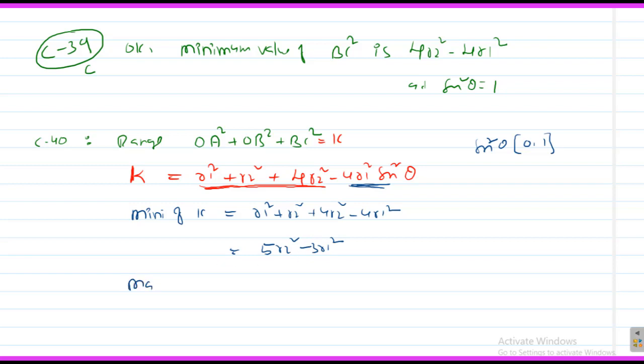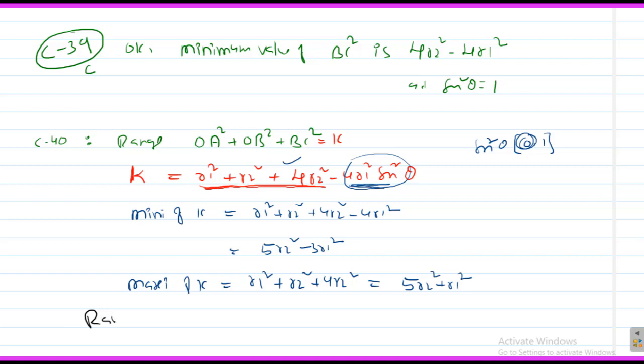Next, I want the maximum of k. To get the maximum value of k, R1 square plus R2 square plus 4R2 square is fixed. From this fixed value you are subtracting something. What you are subtracting is least, then k becomes maximum. The least value of this means sin square theta should be 0. Put sin square theta equal to 0, then we directly get R1 square plus R2 square plus 4R2 square. So this is the maximum value of k, or in other words 5R2 square plus R1 square.